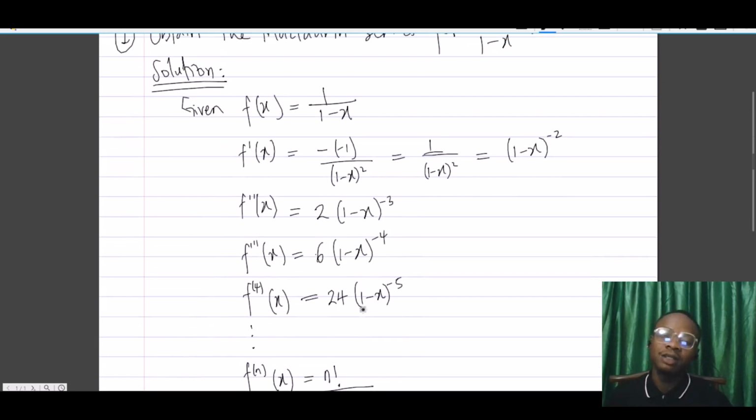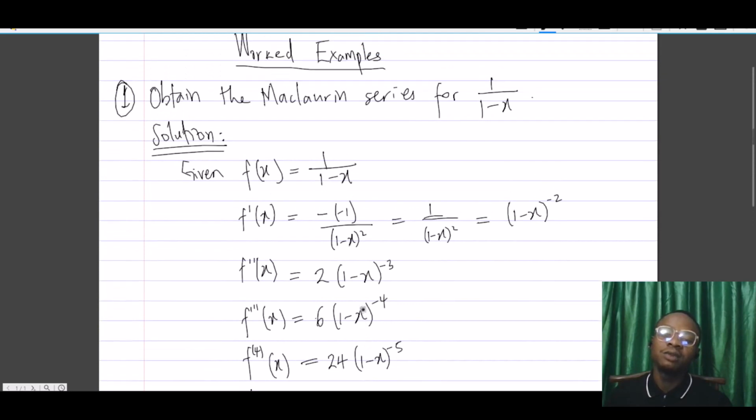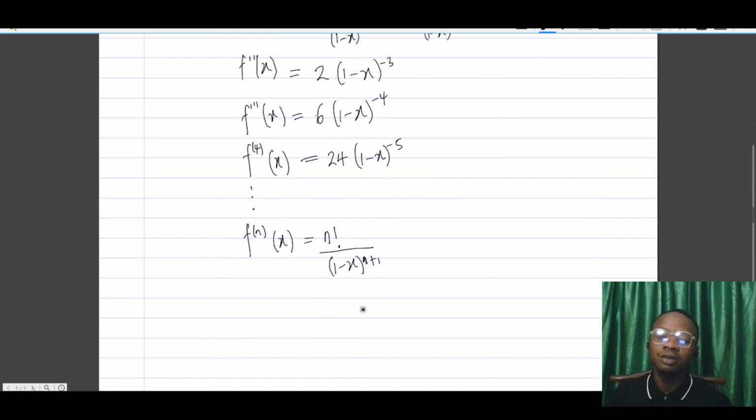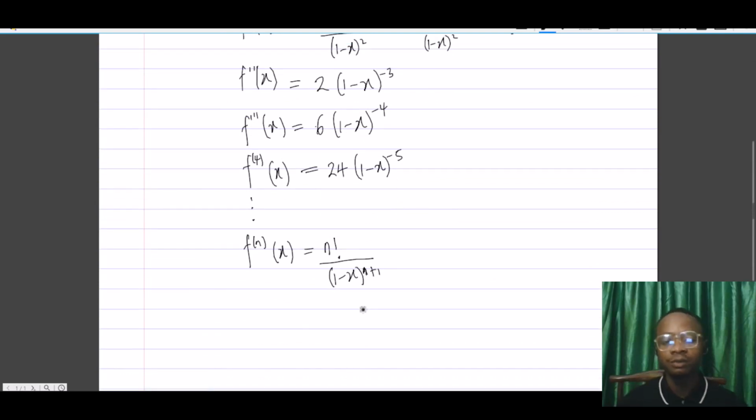But basically in our expression we need these values at x equal to 0. It should be quite easy to get at x equal to 0. So when x equal to 0, we can get what the derivatives will be. So at x equal to 0, we're going to have the nth derivative.